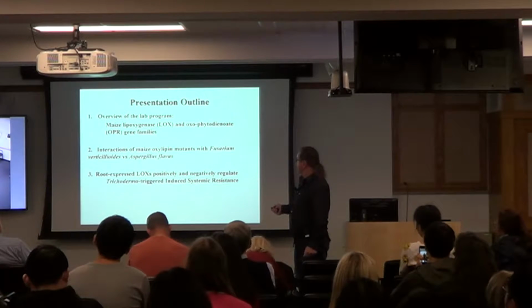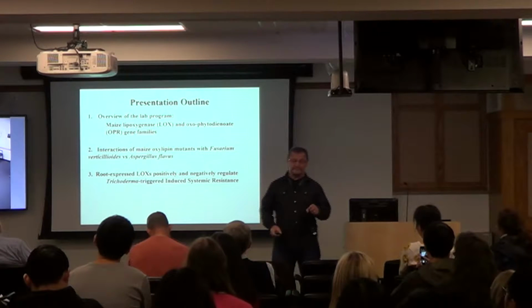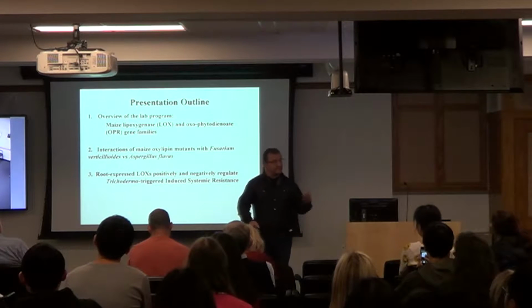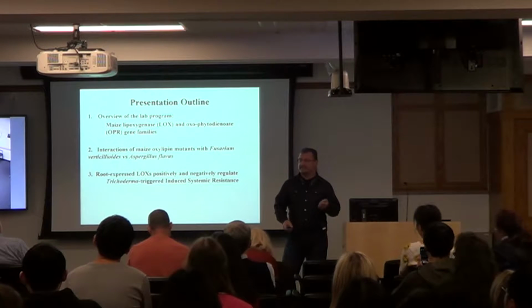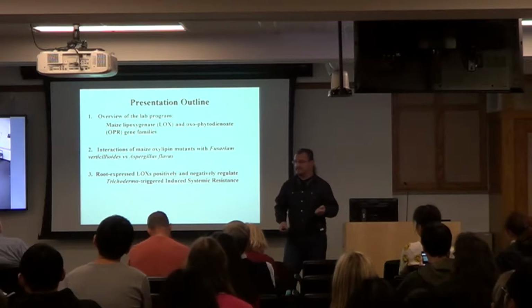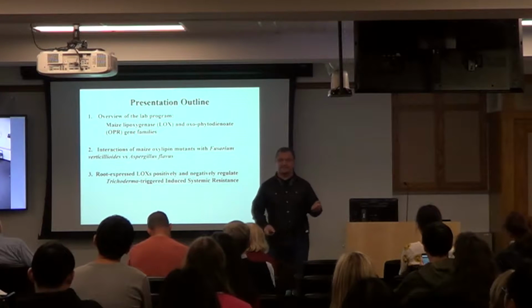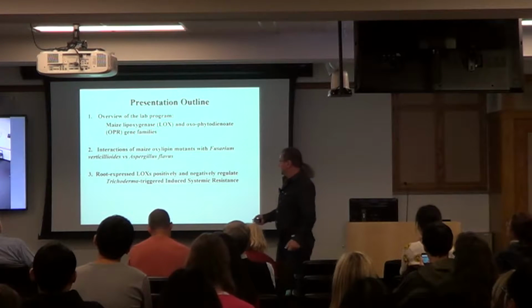Then I will focus primarily on what we have found so far in terms of the role that oxylipins play in maize interactions with Fusarium verticillioides, which produces fumonisin, and Aspergillus flavus, which produces aflatoxin.